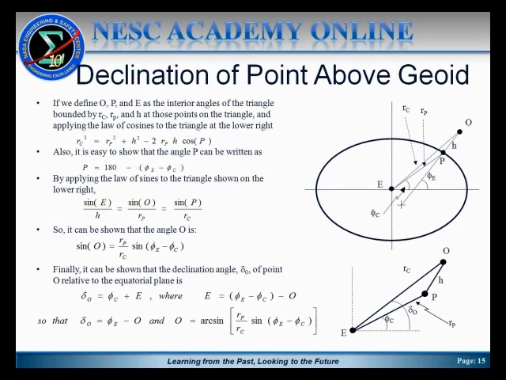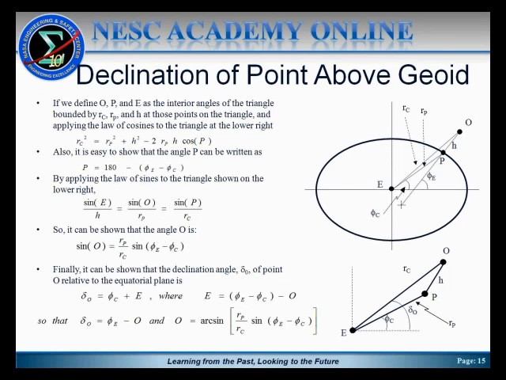Next, we'll discuss how to compute the declination angle of a point above the oblate spheroid. If we define points O, P, and E as defined on the previous slide, where E is the center of the oblate spheroid, point P is a point on the surface of the spheroid directly beneath the point O, which represents the object above the spheroid. And then furthermore, for convenience, we'll also define O, E, and P to be the interior angles of the triangle that's bounded by the distances RC, that's the geocentric radius, RP, the geocentric radius to point P, and H, the geodetic altitude.